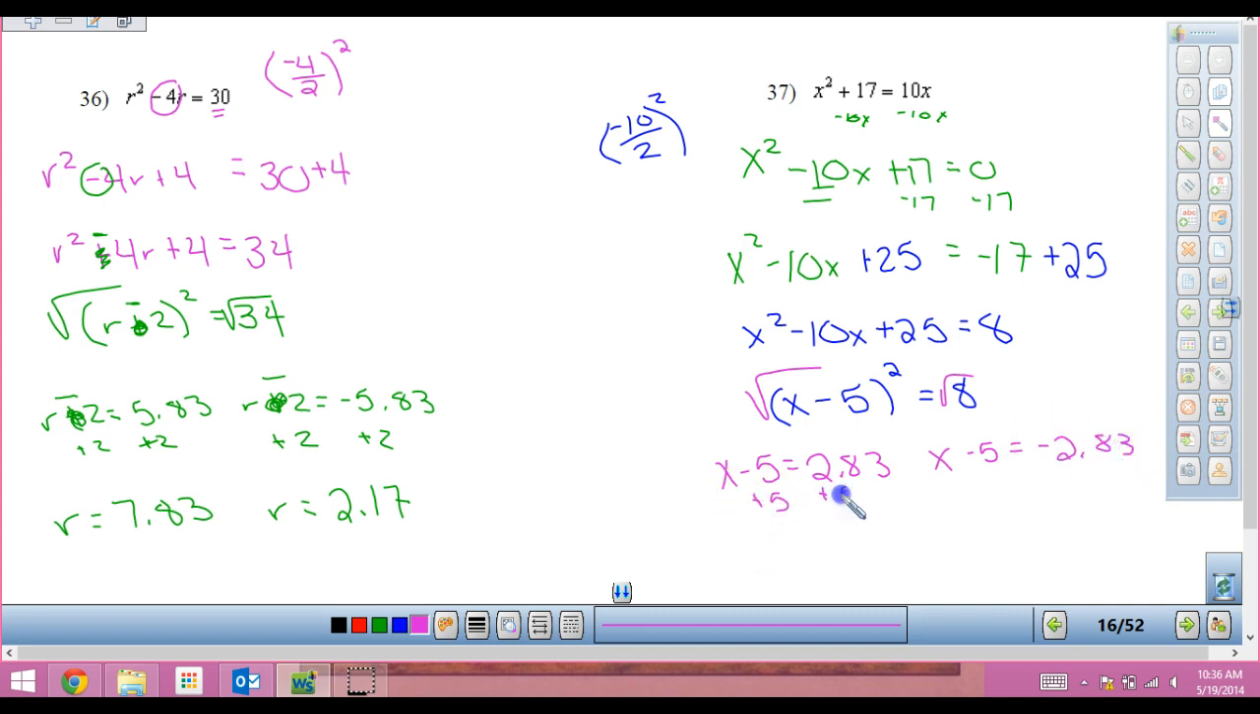So we add our 5. X equals 7.83. Add our 5. X equals 2.17. Holy, I wrote this one down wrong too, guys. I'm sorry. Negative 5.83 plus 2 is going to give you a negative 3.83. Wow, this problem was kind of a cluster. I apologize. So if you're looking to complete the square, you might want to check out 37 here.